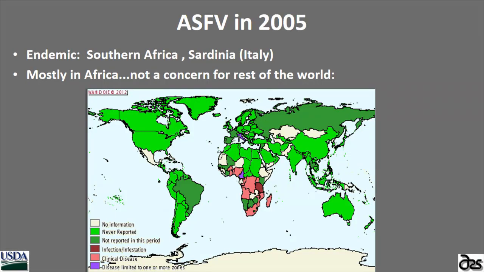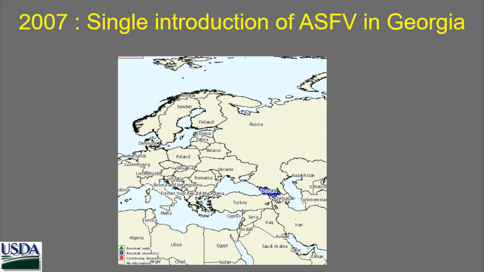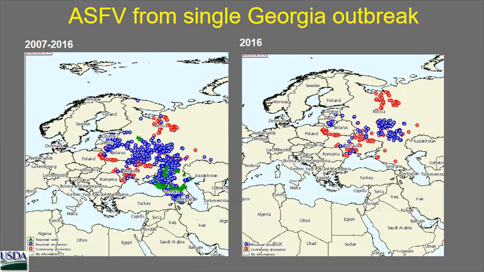So African swine fever has changed a lot in the last few years. When you look back to 2005, it was endemic in southern Africa and in Sardinia. And because it was mostly in Africa, it was not a concern for the world, and very few people were studying it. In 2007, there was a single introduction of African swine fever in Georgia. And over the course of about the next 10 years, this single introduction spread all the way into Poland and Eastern Europe, all the way north in Russia, and has continued to spread.